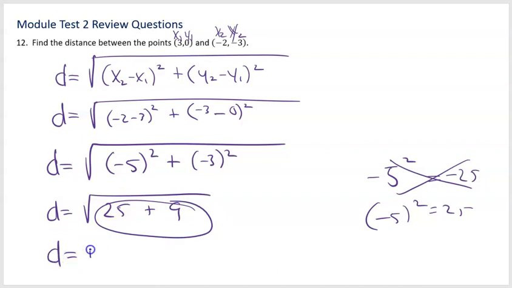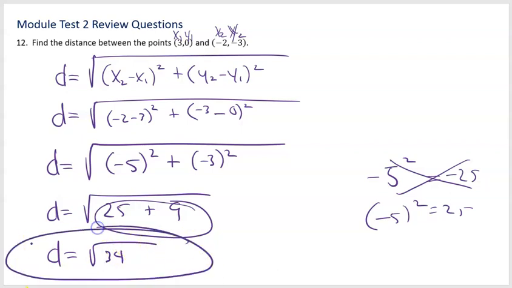So d is equal to the square root of 34. If the square root of 34 would simplify, you should do it, but it doesn't. So that is the exact answer for this problem. Also, make sure you can type that in your calculator and get the rounded answer if needed.